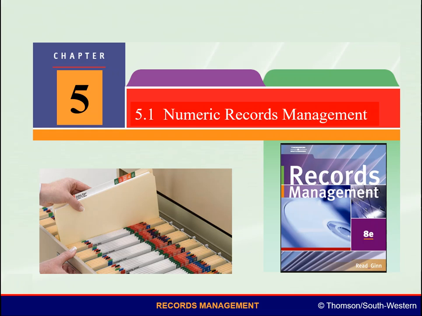In chapter 5, we are going to learn about the subjects, numeric and geographic, storage and retrieval. Therefore, there are three subtopics in chapter 5. The first one is 5.1, which is numeric records management. 5.2 is geographic records management, and lastly is 5.3, which is subject records management. So now we are going to proceed to 5.1, which is numeric records management.